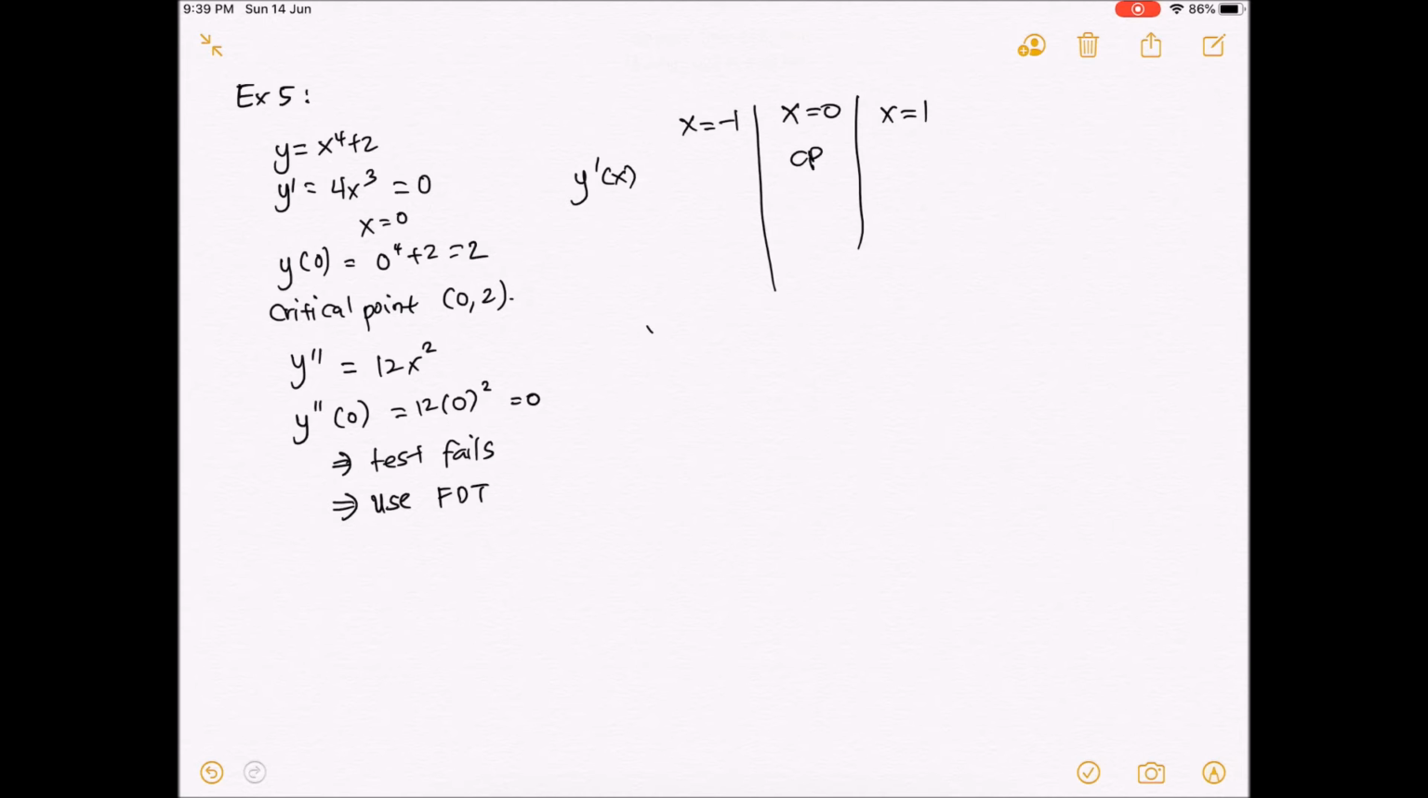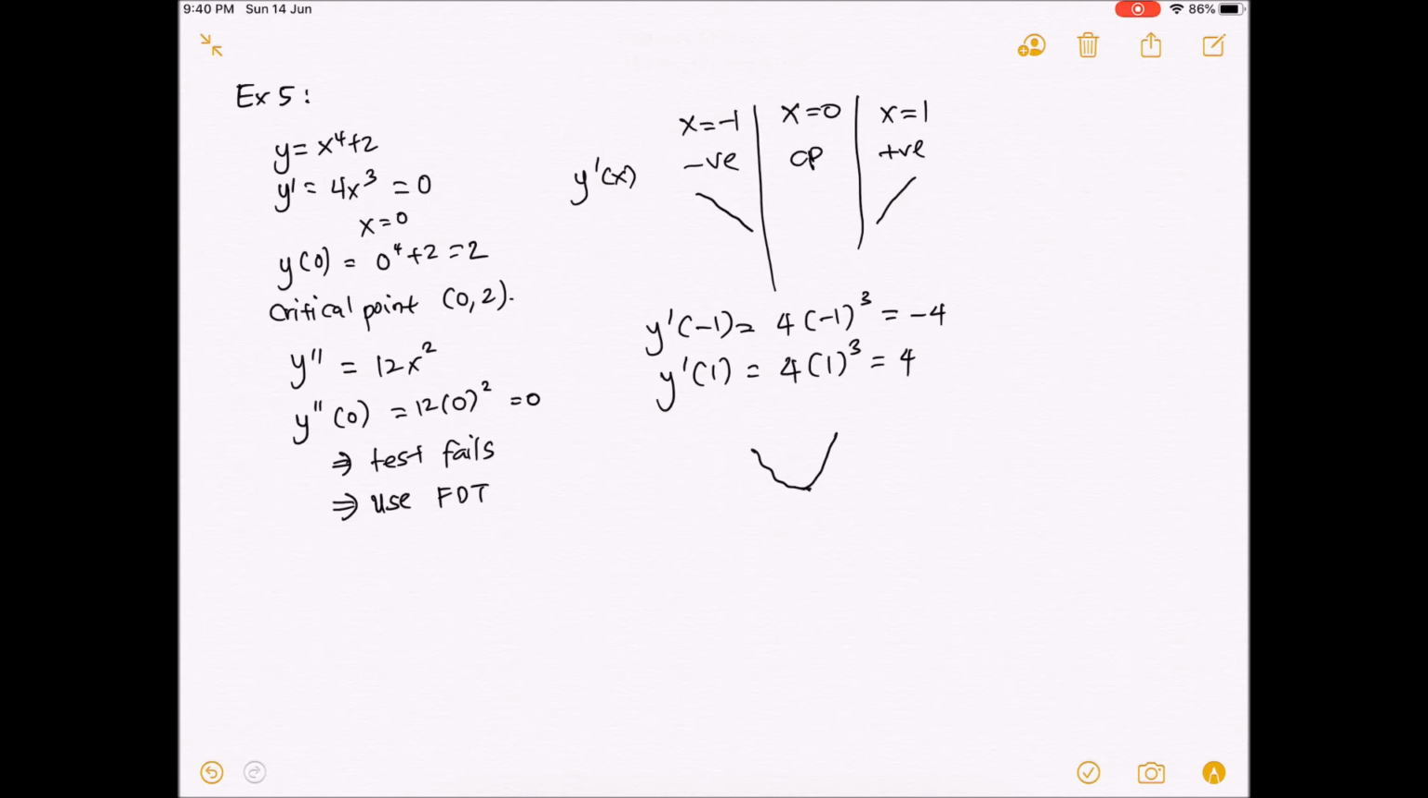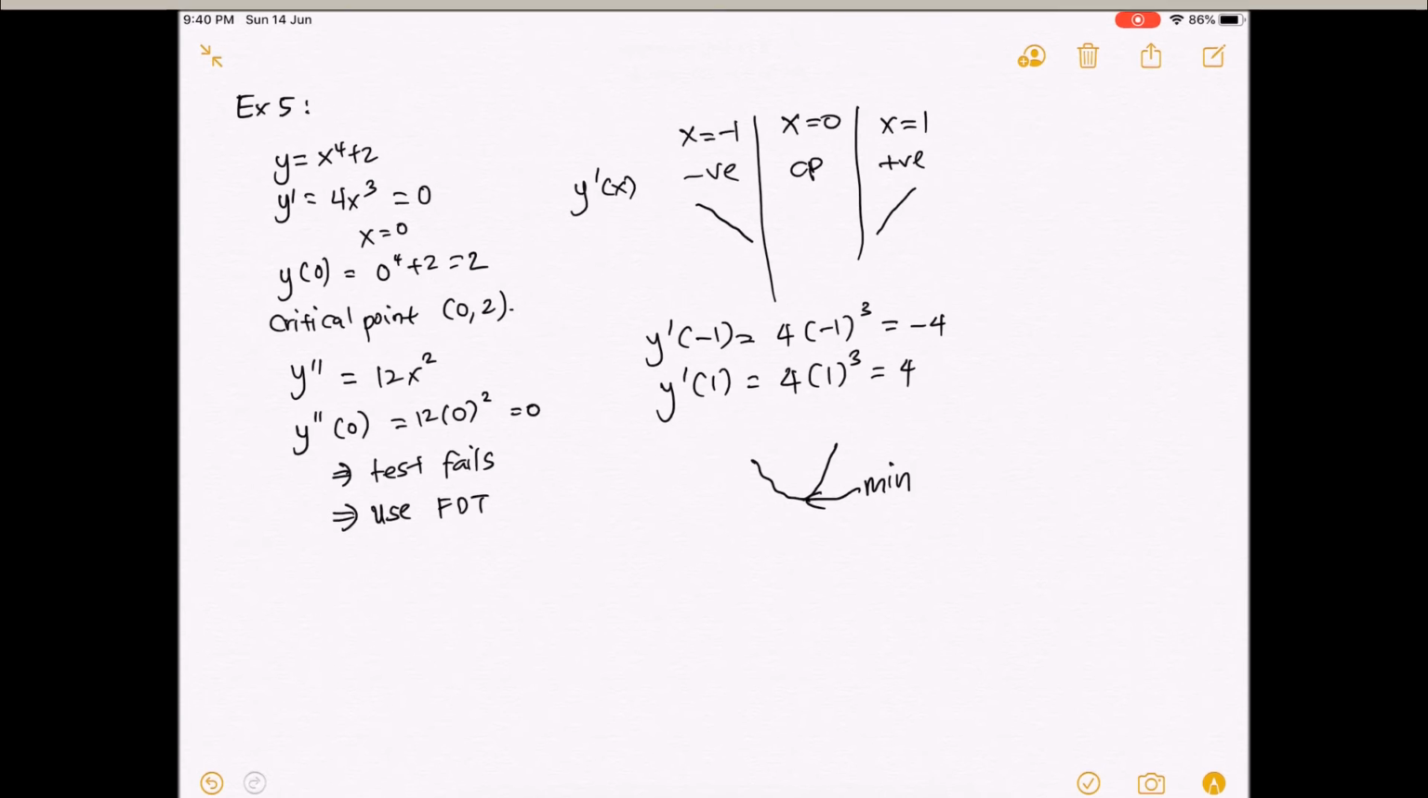When x equals negative 1, y prime negative 1 will be 4 times negative 1 to the power of 3, which is negative 4. So a negative value means our slope is decreasing. When x equals 1, I will have 4 times 1 to the power of 3, which is 4. It is positive, so it is increasing. Obviously, the pattern of decreasing and then increasing means we will have a minimum.